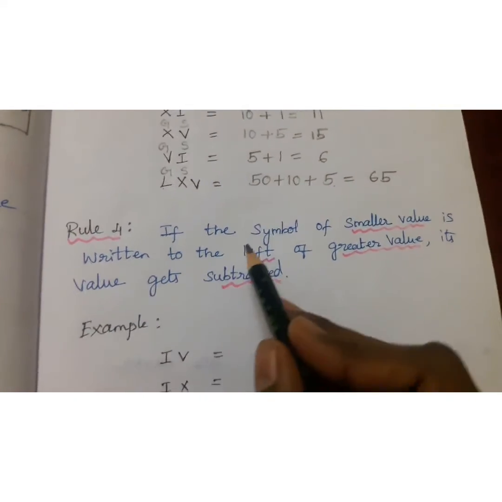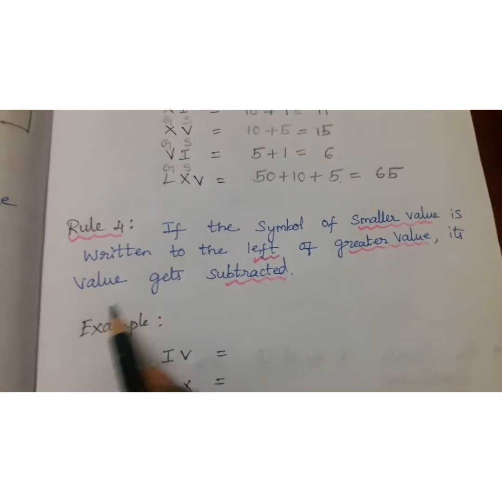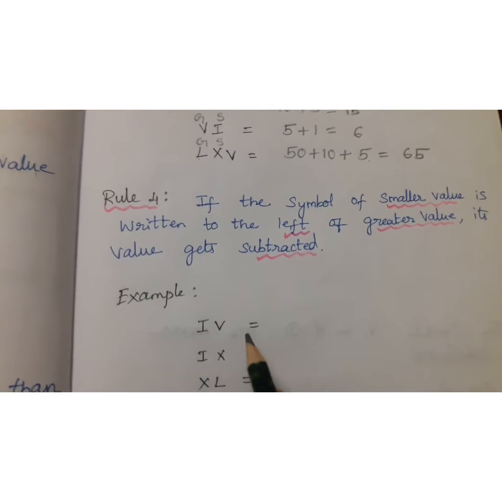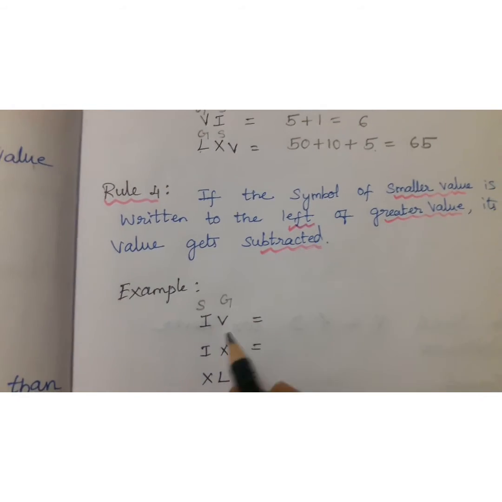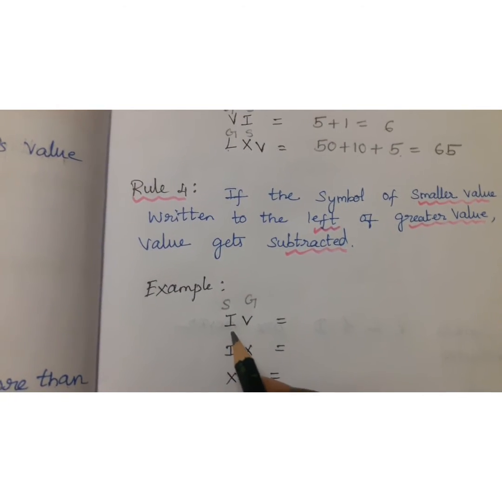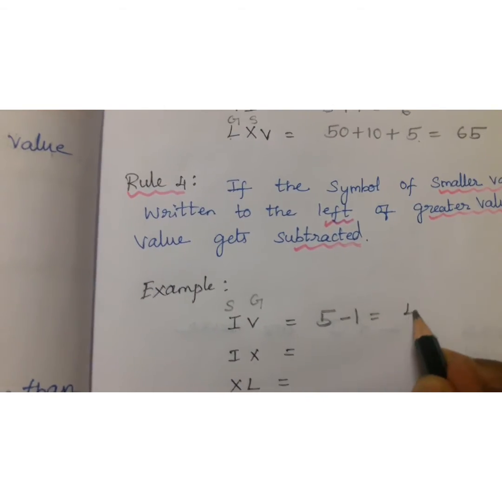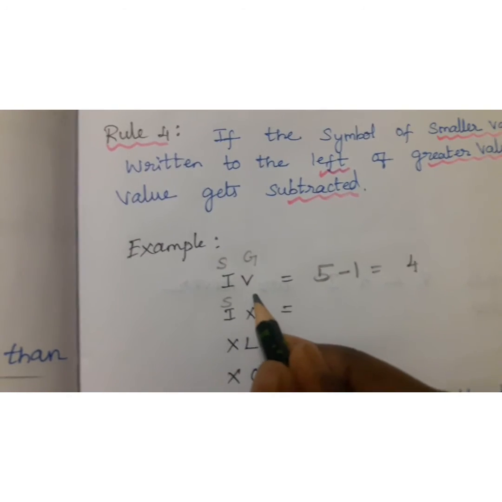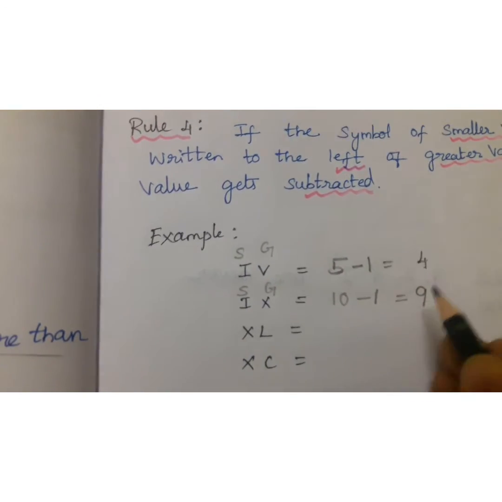Rule number 4: If the symbol of smaller value is written to the left of a greater value, its value gets subtracted. Example: IV is equal to, here I is the smaller value and V is the greater value. If a smaller value is placed before a larger value, we should subtract. So, 5 minus 1 equal to 4. In IX, I is the smaller value, X is the greater value. 10 minus 1 equal to 9.